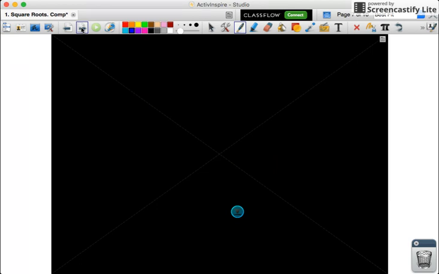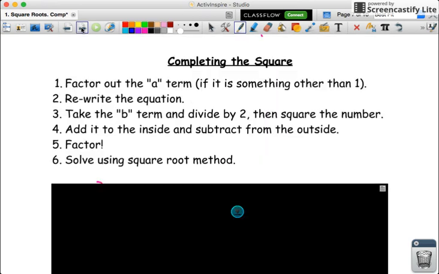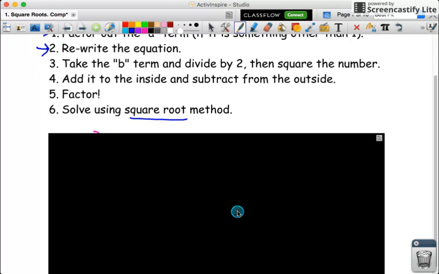Now, this method, not a huge fan. It's going to be super rare that you're ever going to have to do it unless I specifically say solve by completing the square. So anytime you complete the square, you have to first make sure that you have no a term. You're going to rewrite that equation with the blanks. You're going to take your b term, divide it by 2, then square it. Add that to the inside of your parentheses, subtract from the outside, factor it, and then solve using the square root method, the method we just used.